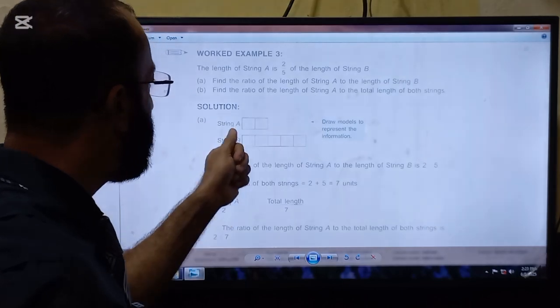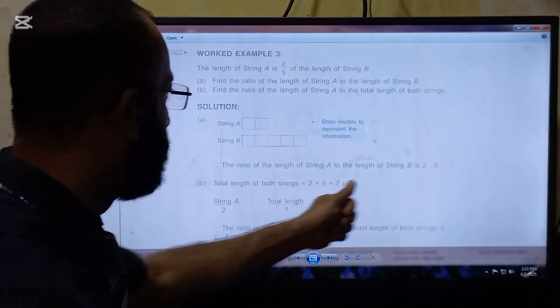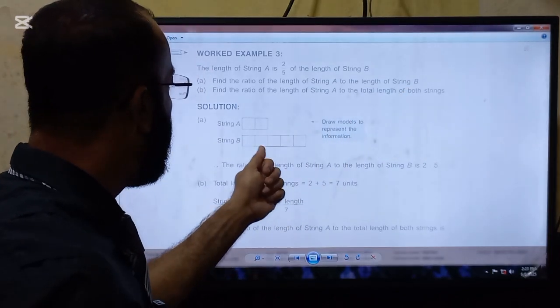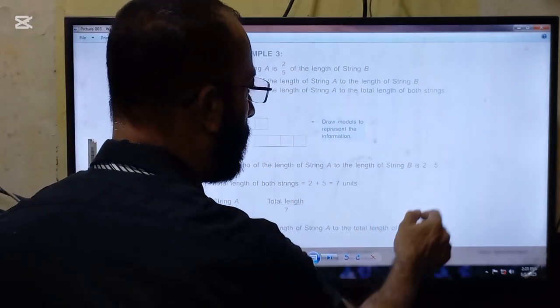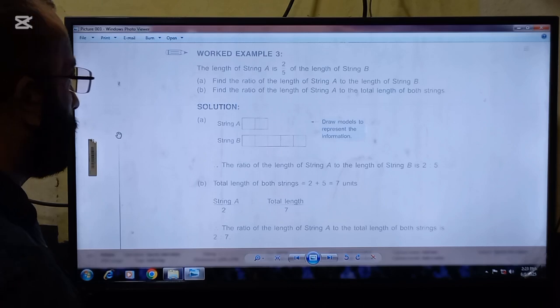So A part, find the ratio of the length of string A to string B. String A is coming first, so the number of string A will be written first, that is 2, and string B is coming later, so the number of string B, that is 1, 2, 3, 4, 5, will be written later. So 2 to 5 is the answer of A part.